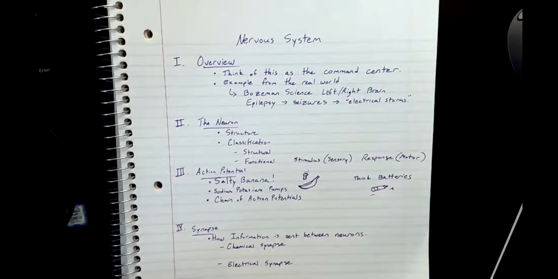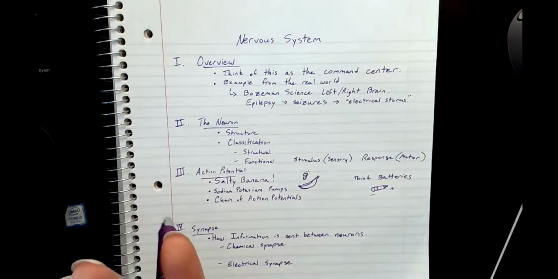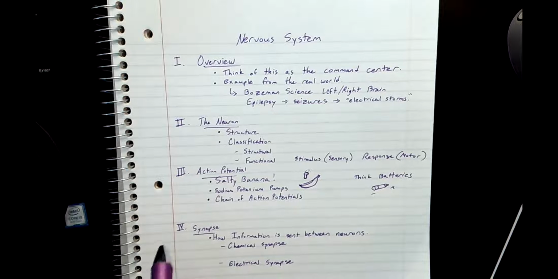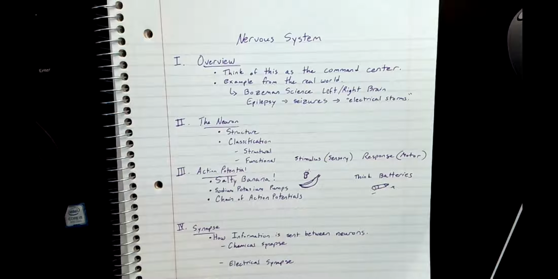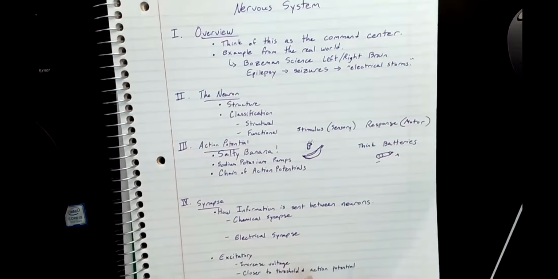Hello, it's Mr. Shrum again, and I am going to go over the nervous system with you, at least the first part about the function: what is a neuron, action potentials, how do neurons actually send information to the brain, and synapses, how does a neuron send information to another neuron. And here is the broad overview.